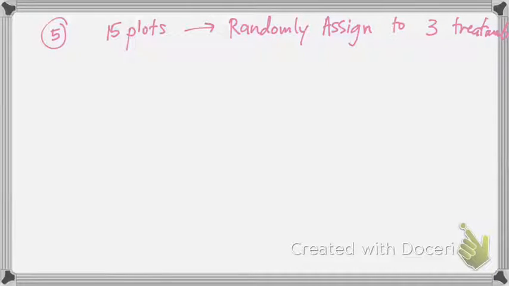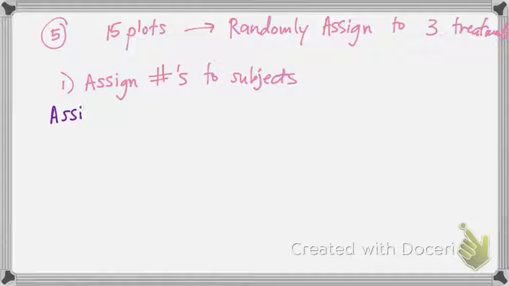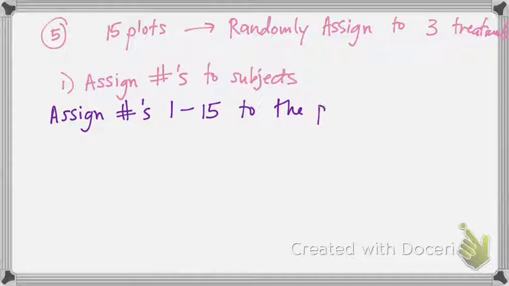So there are 3 major steps for writing a nice paragraph explaining how to do so. The first step is you want to assign your numbers to the subjects. This is just a header, but I'm going to write below what the sentence would say. So sentence 1, you're always assigning numbers to subjects. So I would say assign numbers 1 through 15 to the plots of land.